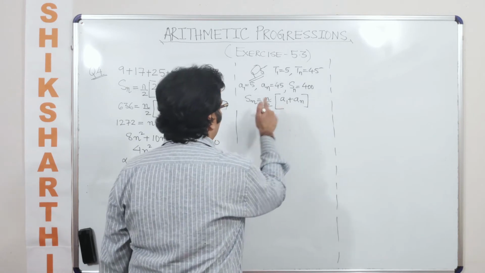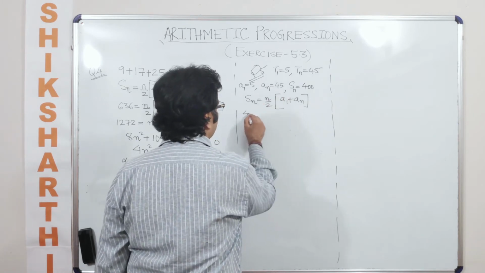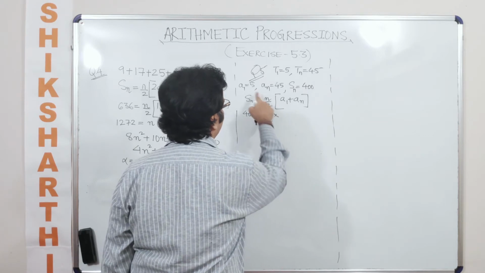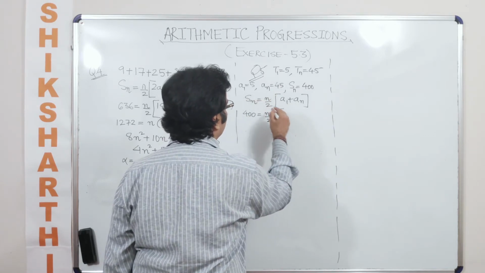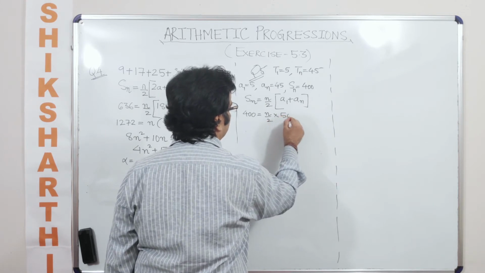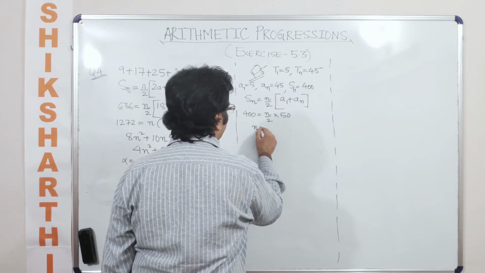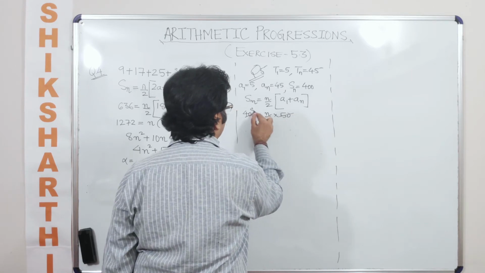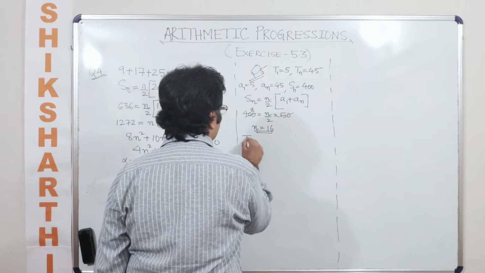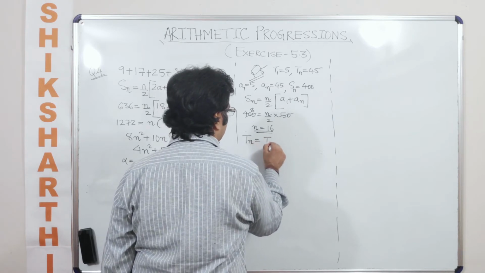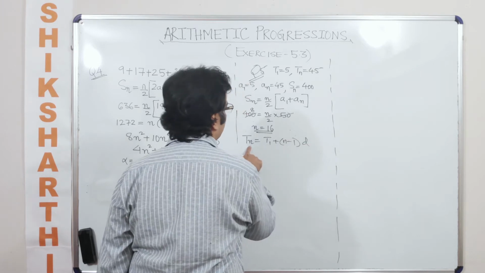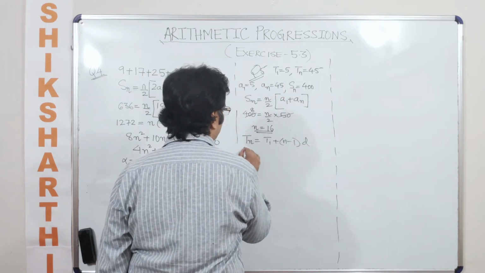Okay, now we already have this value as 400. We do not have the value of n, but we have the sum A1 plus An, which comes out to be 50. Okay, so what is the value of n from here? Can I say 16? Yes, I can. Now using the formula Tn is equal to T1 plus n minus 1 into D, we'll get the common difference from here. Do we know the nth term? Yes, which is 45.